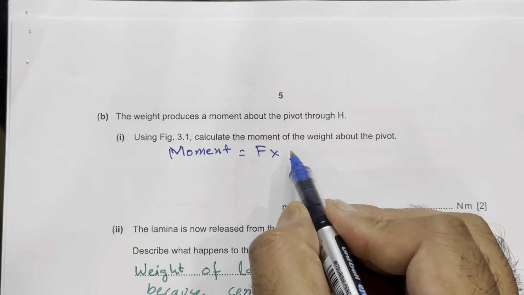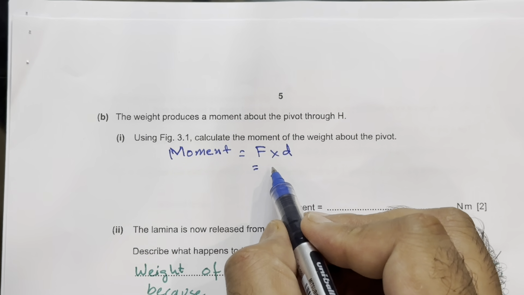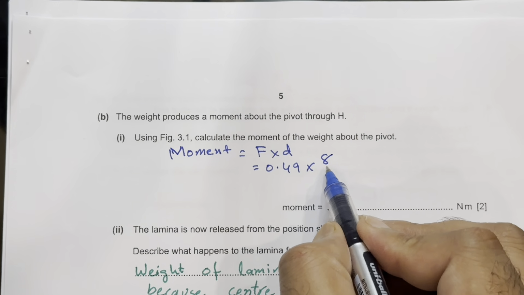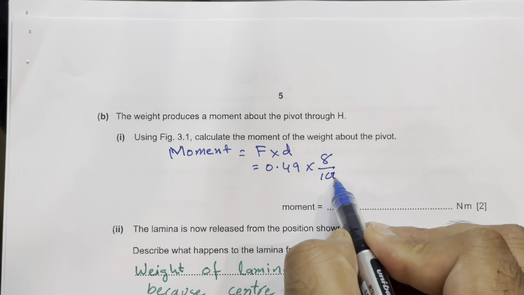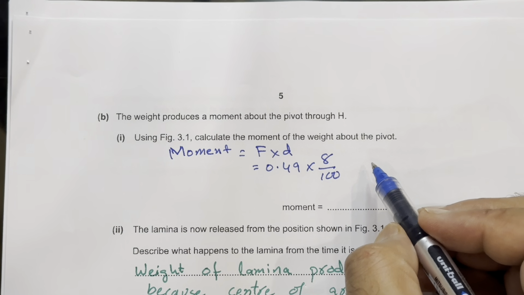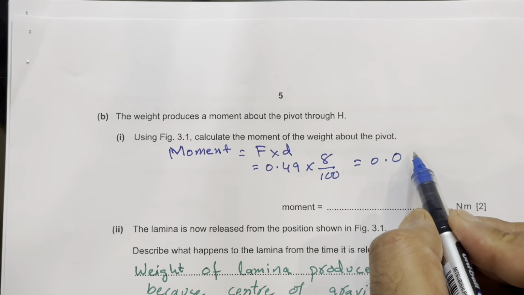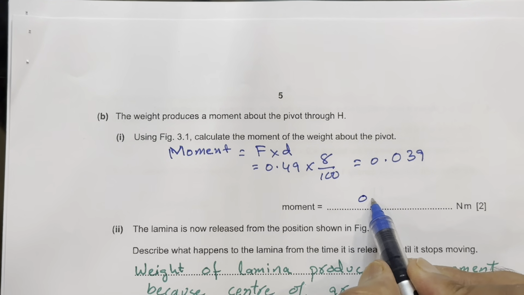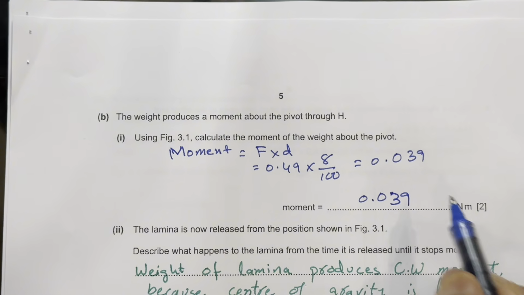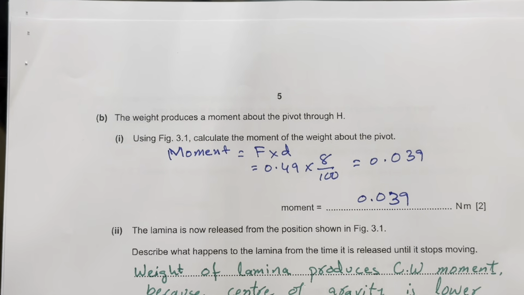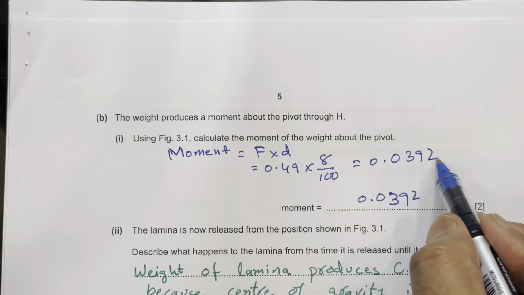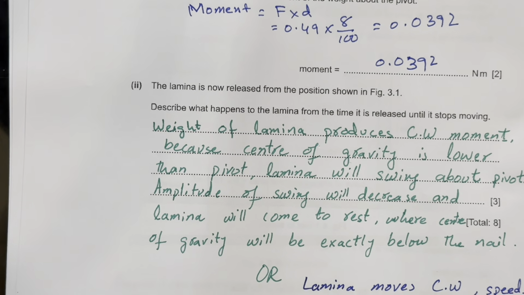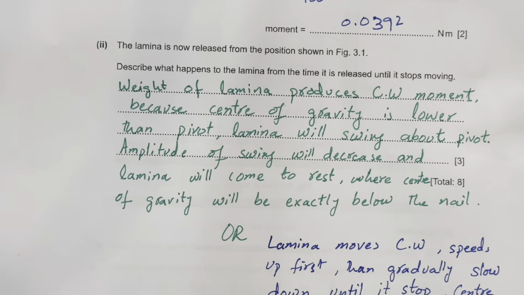So the formula for the moment is force into moment arm. You can write F equals 0.49 and moment arm is given as 8 centimeter. You're going to divide by 100 to change into meter. So the answer would be 0.039 Newton meters, or you can write 0.0392 Newton meter, if you have to give the answer in 3 significant figures.